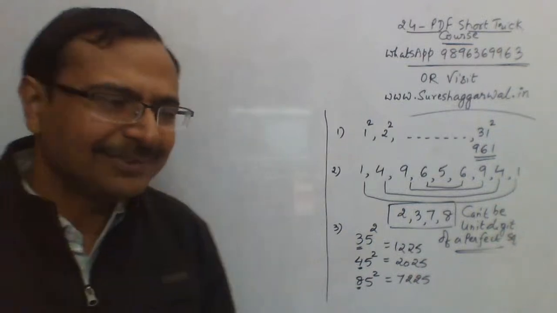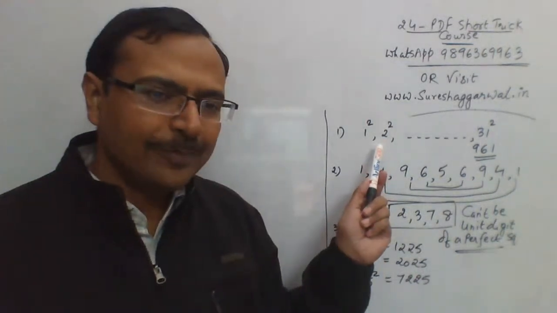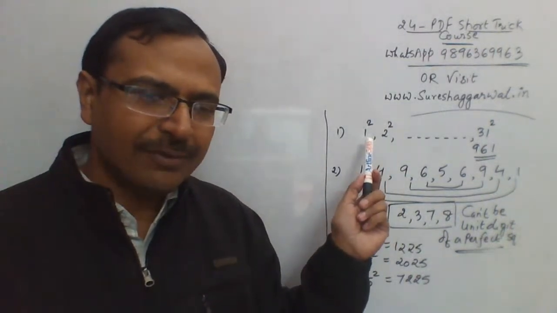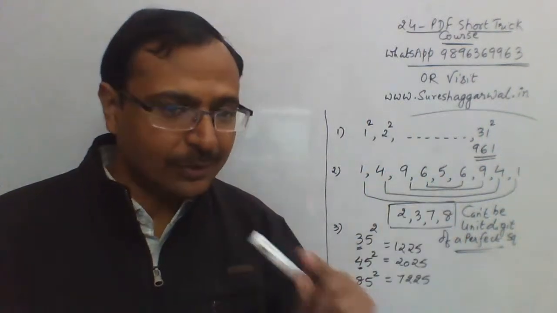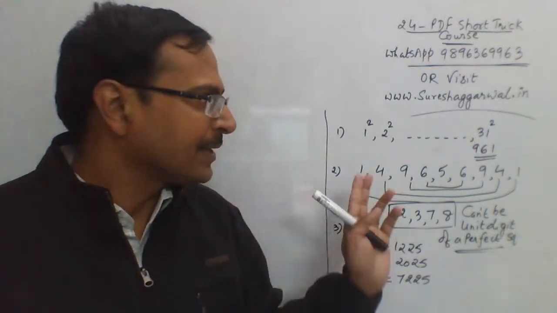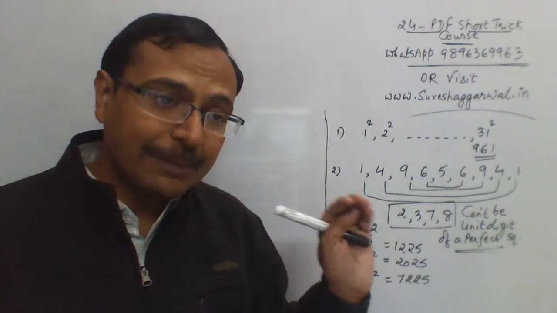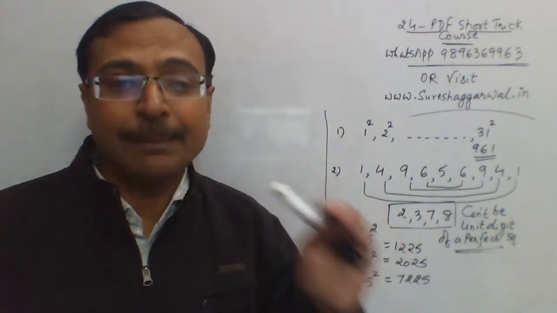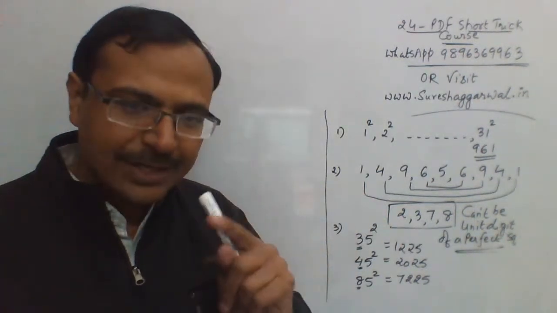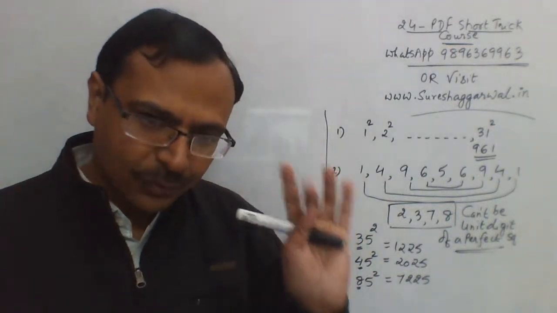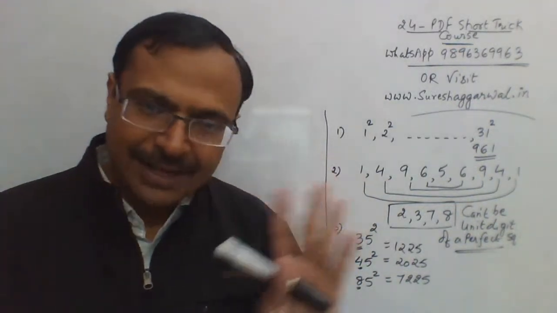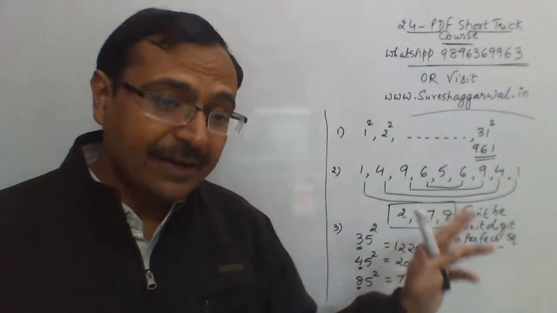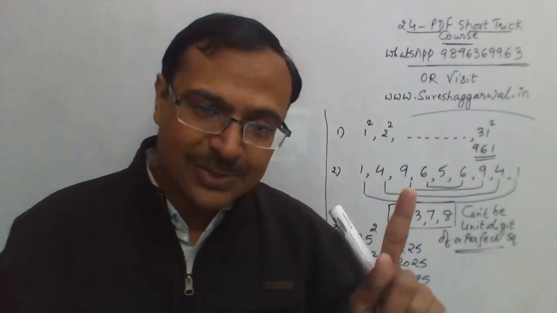Short recap. Okay. So you need to know the squares of numbers from 1 square to 31 square. You need to know all the squares. The second thing is, what can be the possible unit digit of a perfect square number? The unit digit can be 0, 1, 4, 6, 9 and 5. That's all. 2, 3, 7, 8 can't come at the unit place of a perfect square number.